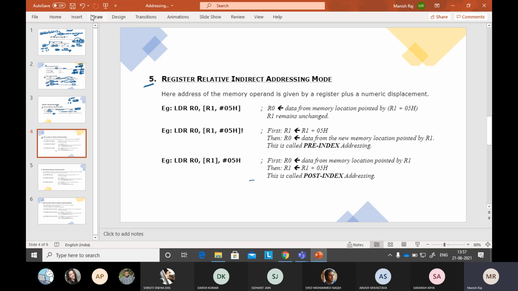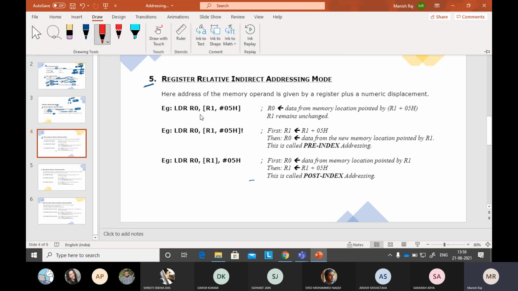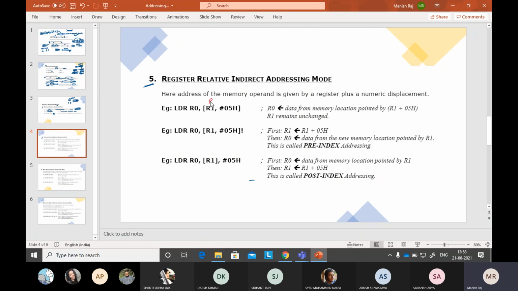In the first example, you can see we are storing the value R1 plus 04 in R0. In the second example, the same instruction is written, but after that there is an exclamatory sign. What is the meaning of that? Here there is no change to the value of R1. In the first case, if R0 is equal to 2000, then this value will not change.